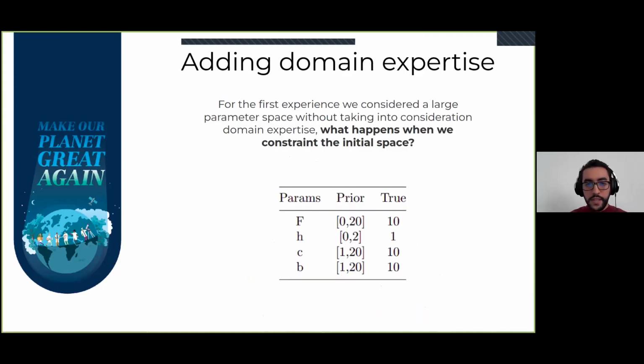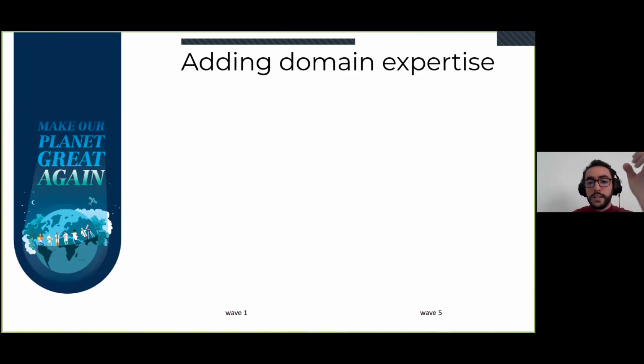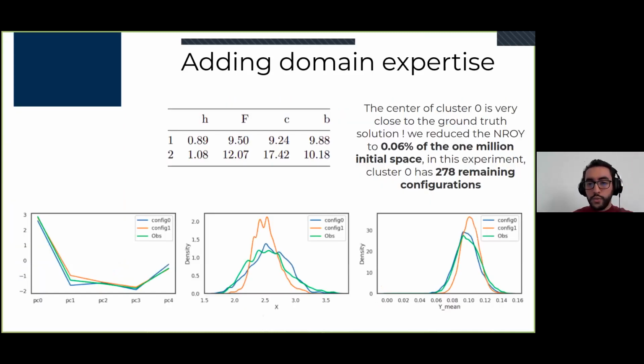So I will go very quickly to the end. If you add domain expertise, you'll find that it is better to constrain the initial space, because the initial space is very big in the first simulation. So that's what we did here. We found again two clusters, but one of the clusters has a center which is very, very close to the good solution. So you feel that you are really doing this constraint.